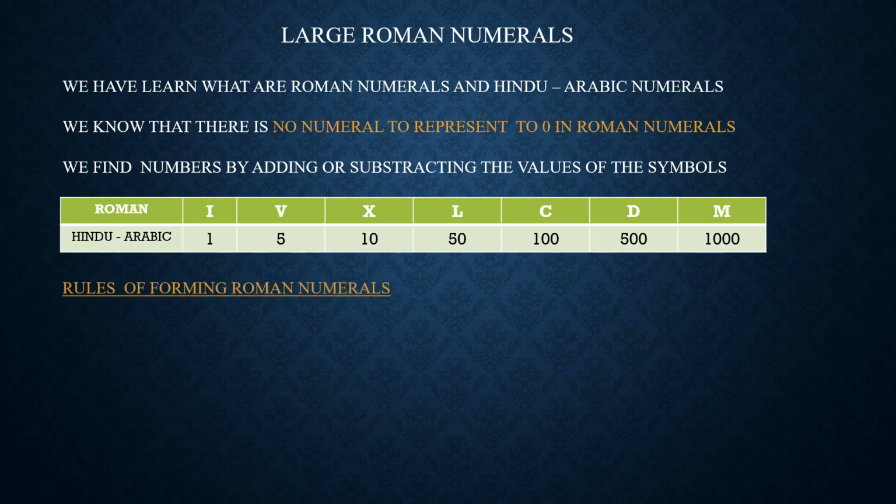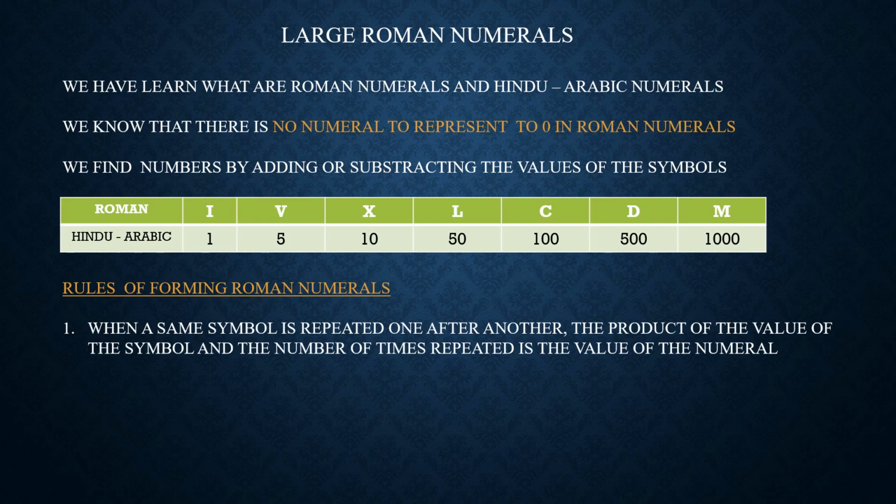Now let us look into the rules of forming Roman numerals. How do we form Roman numerals? The first rule we have to follow is that when the same symbol is repeated one after another, the product of the value of the symbol and the number of times it is repeated is the value of the numeral.